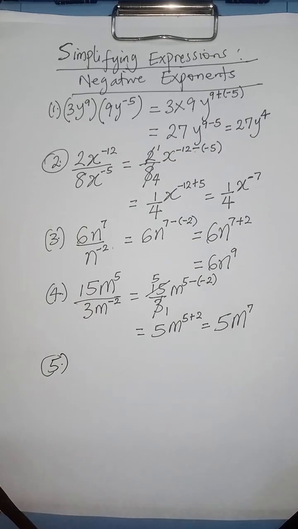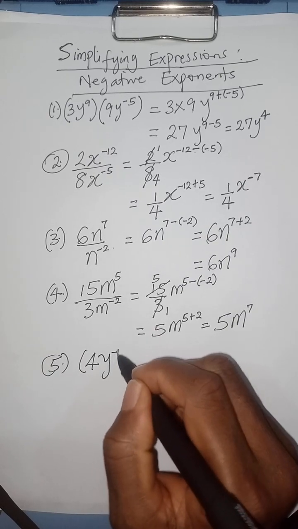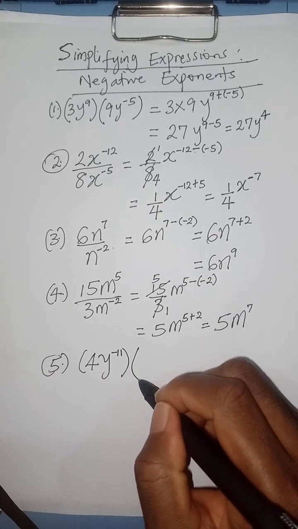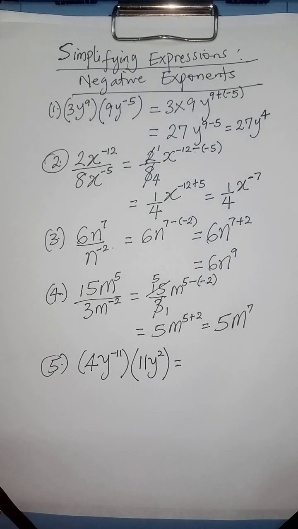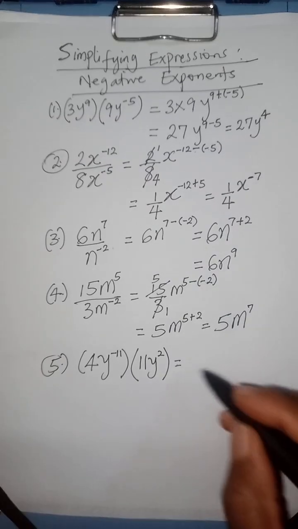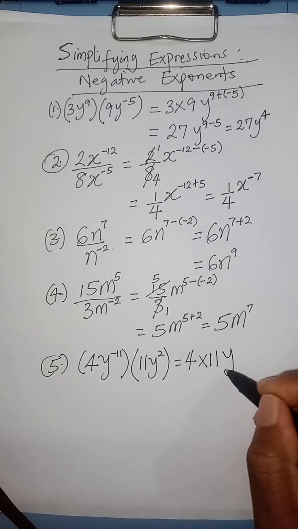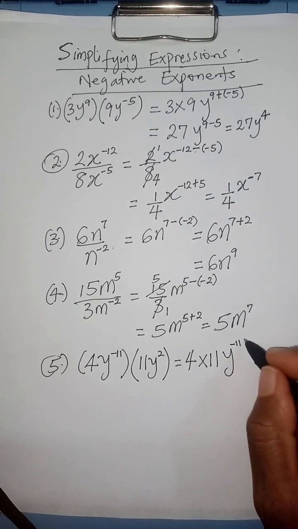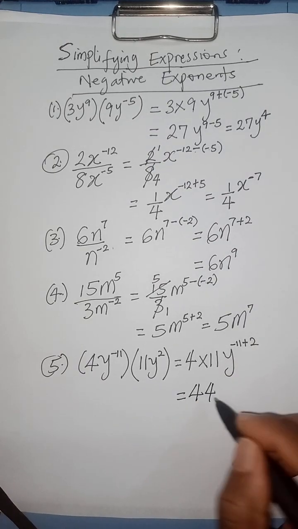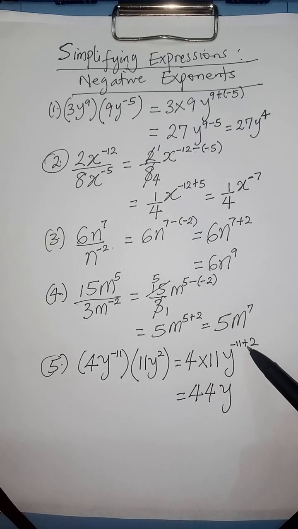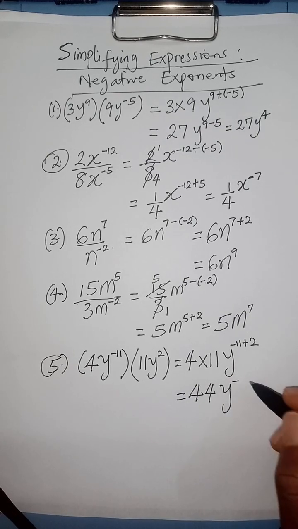And number 5. 4y raised to the power minus 11, close bracket, open a bracket for 11y raised to the power 2. Now in this question, I'll multiply the coefficients separately, 4 times 11. Then you pick y raised to the power minus 11. Multiplication, it's plus 2. This will be 4 times 11, 44, y raised to minus 11 plus 2. Now pick the sign of the bigger number, minus 11 plus 2, minus 9.